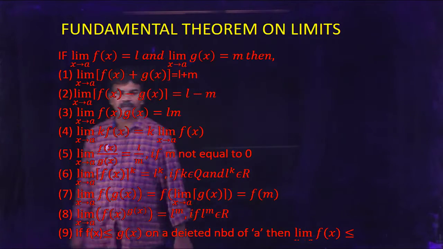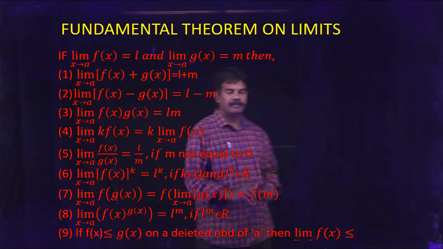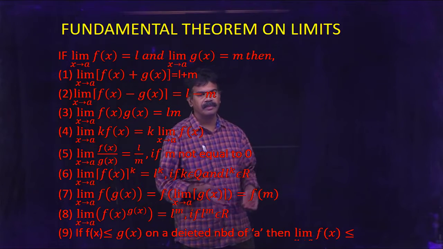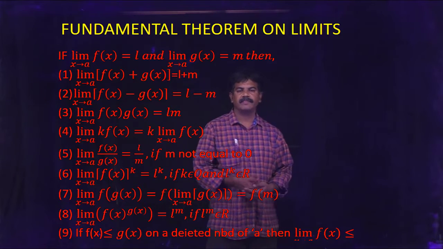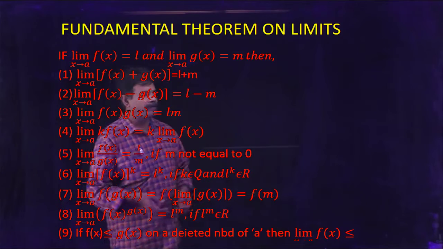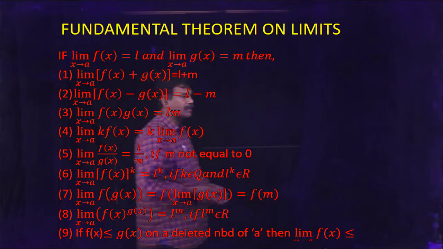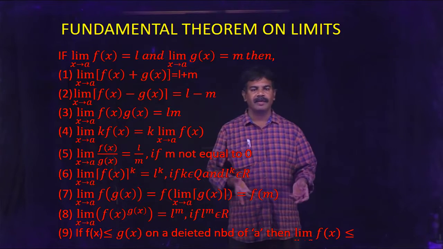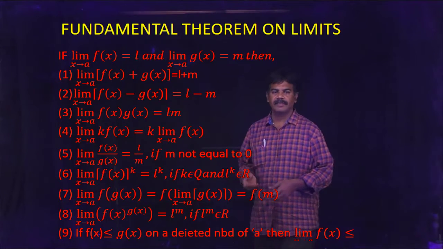Next is the fundamental theorem on limits. Suppose limit x tends to a f(x) = L and limit x tends to a g(x) = M. Then the first one is limit x tends to a [f(x) + g(x)] = L + M, the second is limit x tends to a [f(x) - g(x)] = L - M, and the third is limit x tends to a [f(x) g(x)] = LM, where we already know that limit x tends to a f(x) = L and limit x tends to a g(x) = M.